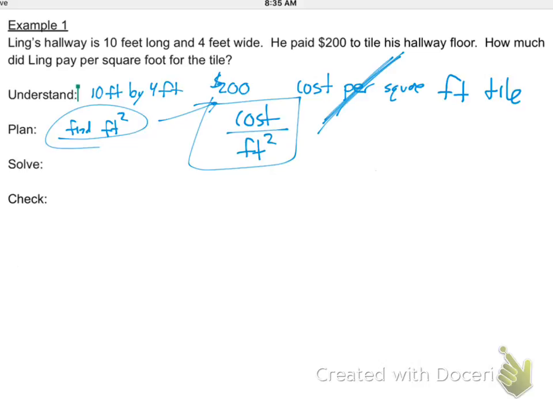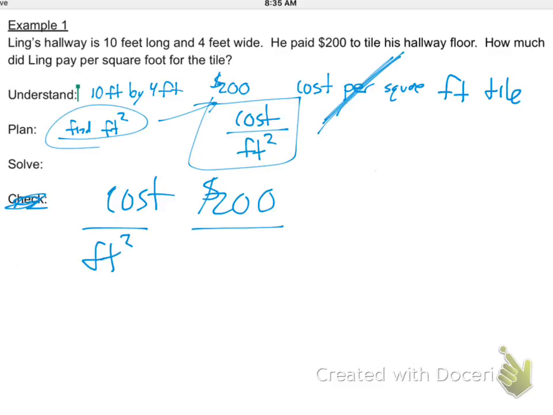So now we have to solve it. To solve it, we start to put our numbers in. But wait a minute, we don't have that square foot. We have cost. I'm running out of room here; we'll move the check down later. I know the cost is $200, listed right above. But what about this feet squared part? How do I find that number?